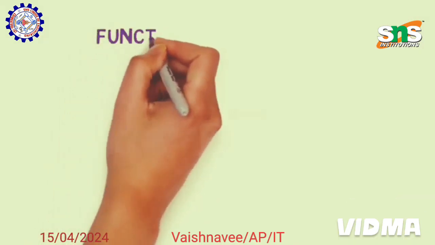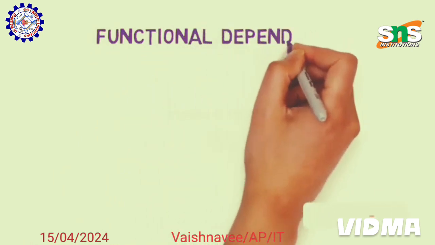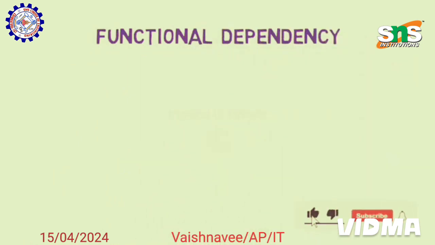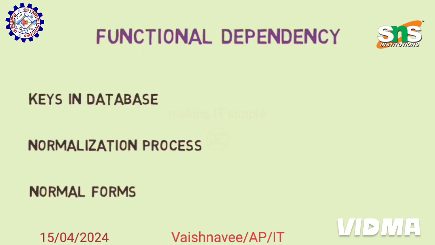Functional dependency. Now we're going to see the simple concept of functional dependency. We learned about the keys in database, the normalization process and normal forms. All these together lead to functional dependency. So now let us see about the functional dependency.